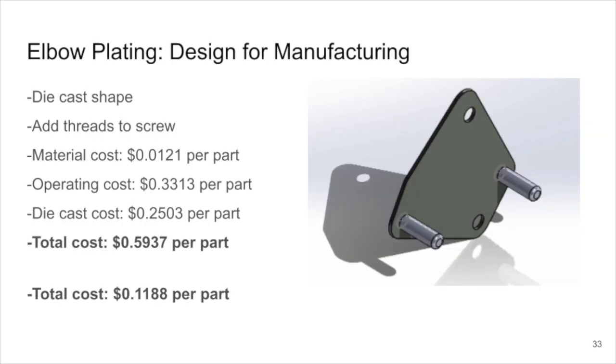After performing these modifications, it was found that the difference in material cost is negligible. However, the operating cost and die cast costs are significantly decreased. The new total cost was found to be $0.5937 per part, giving a total cost reduction of $0.1188 per part. If the estimated production amount of 100,000 lamps was reached, this would save nearly $24,000.